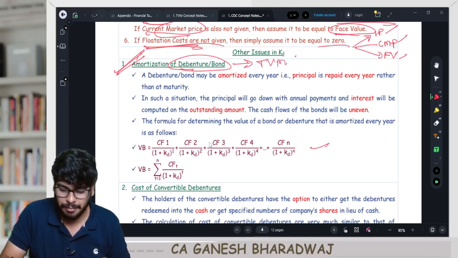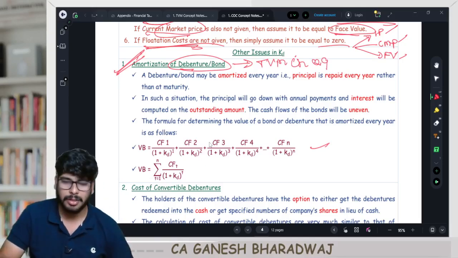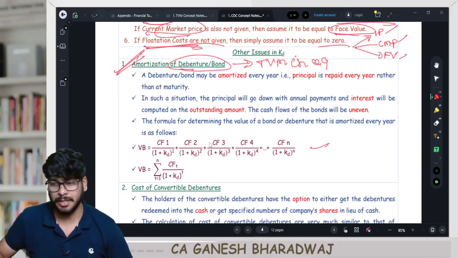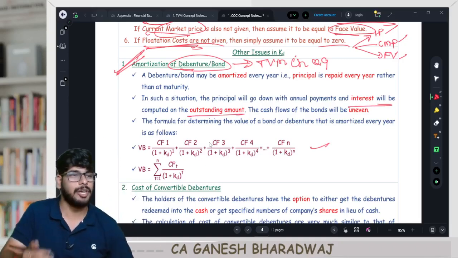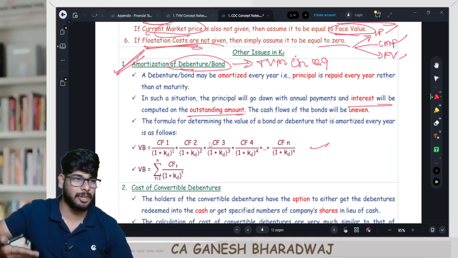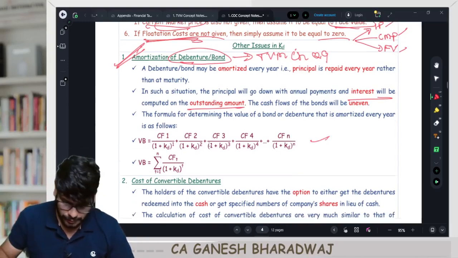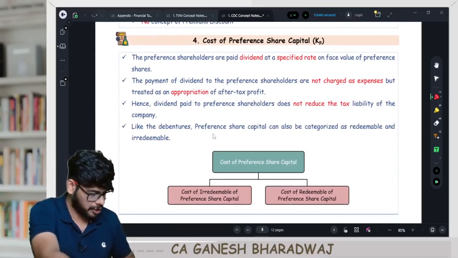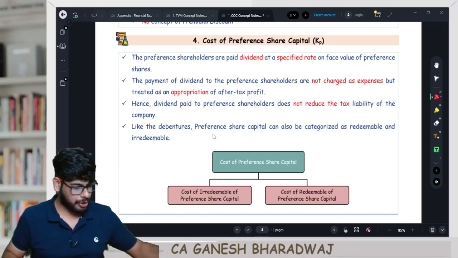Refer TVM chapter question number 9, I think so. Last question. You write it in your book. Please write it in your book, right? Refer this TVM chapter question number 9, for a practical illustration. Interest will be computed only on the opening balance. WDV method and all we did know. Amortization table. Fine, guys. Done. Shall we move on to the next one? Perfect. Let's go on to the next one.